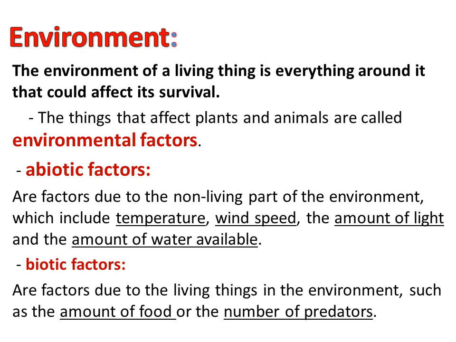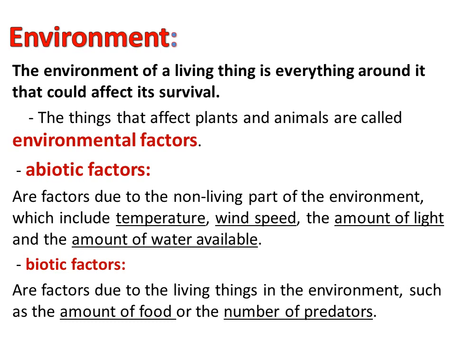I have 2 environmental factors, abiotic factors and biotic factors. Abiotic factors are factors due to the non-living part of the environment, which include temperature, wind speed, the amount of light, and the amount of water available. All of these things are non-living things, right? So these are factors due to the non-living part of the environment.